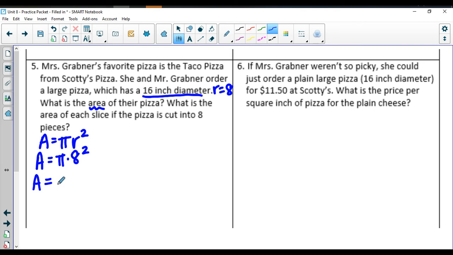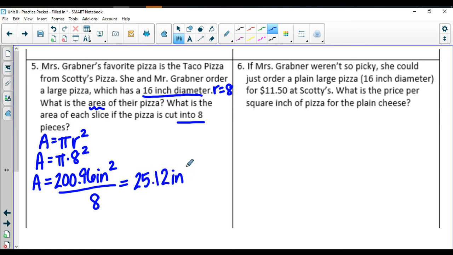Because I'm going to actually be wanting the number here, I'm just going to skip that, leaving my answer in terms of pi. So I do get 200.96 square inches. Because it's cut into 8 slices, I'm going to actually divide by 8 here. And dividing by 8 gives me 25.12 square inches for each piece.